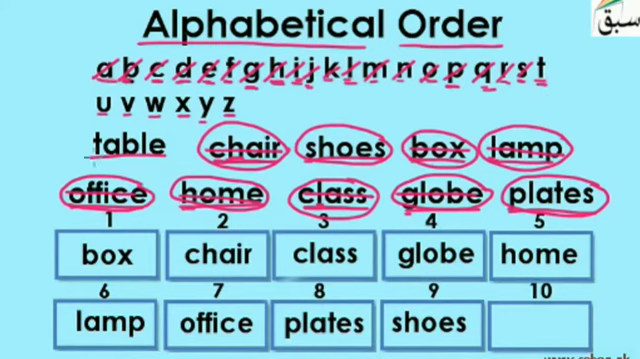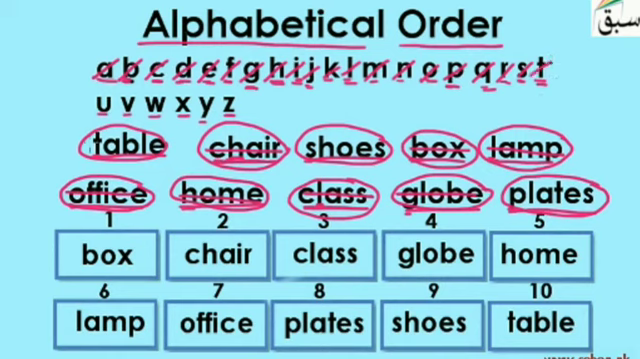So now we are going to circle the word table. Now where will we write this word table? We are going to write it in the last box. Now we have finished up to letter T and we will cut that letter.